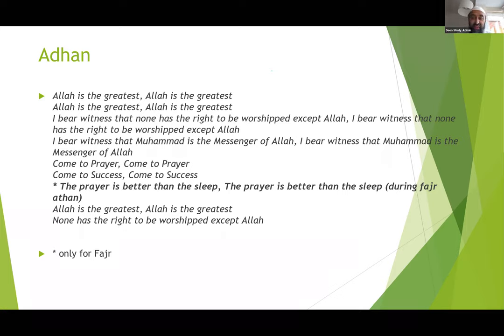Don't forget that. So when you go to pray, you're praying for the action of prayer, obviously, but you're coming to something that will be success. Then again, Allah is the greatest. Allah is the greatest. None has the right to worship except Allah subhanahu wa ta'ala.